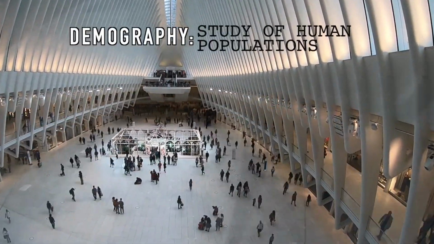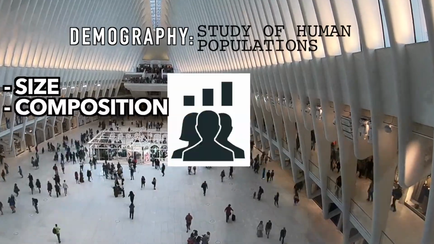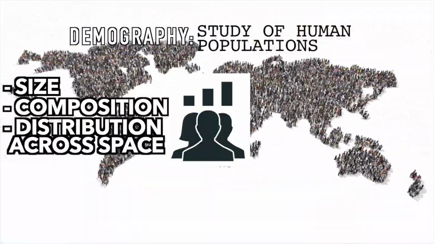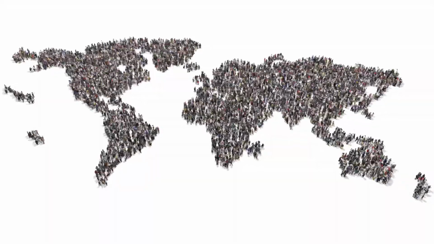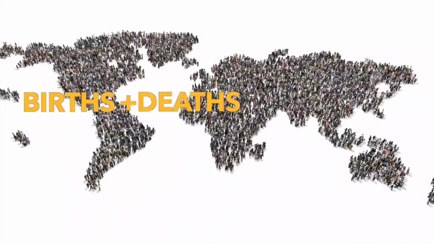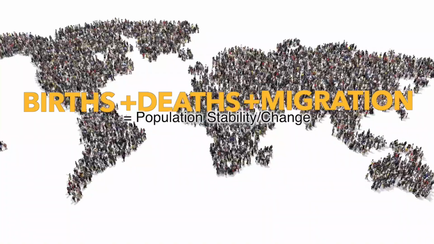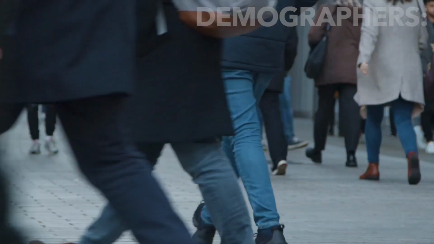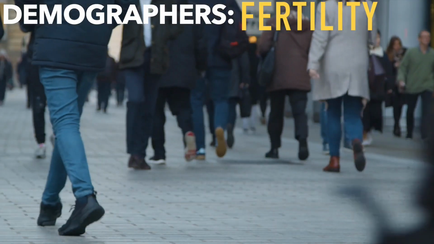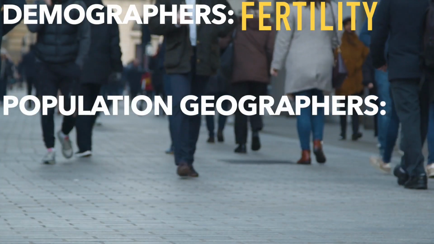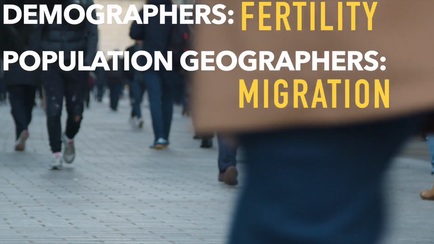Demography is the study of human populations, their size, composition, and distribution across space, and the process through which populations change. Births, deaths, and migration are the big three of demography, jointly producing population stability or change. The consensus is that demographers focus more on fertility research, whereas population geographers tend to focus more on migration trends.